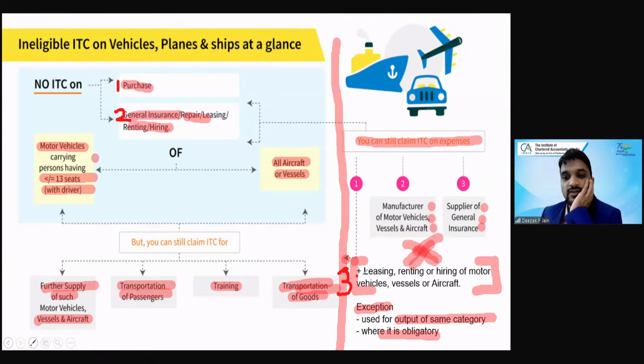Let's add a plus sign over here, right? Which is in addition to these two.